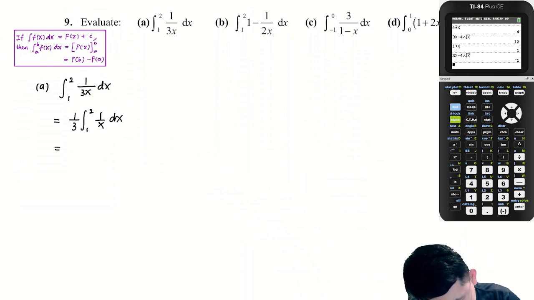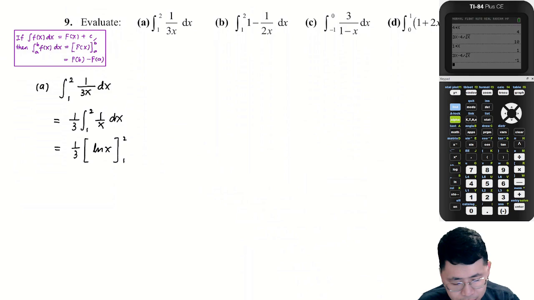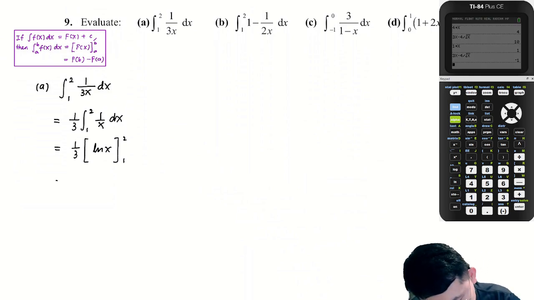So over here, I keep the 1 over 3 there. How do I integrate 1 over x? Integrating 1 over x will give me ln x, like this. Okay, and then integrating from 1 to 2, what I do first is sub in the 2 first. So this would be ln 2. Then sub in ln 1.